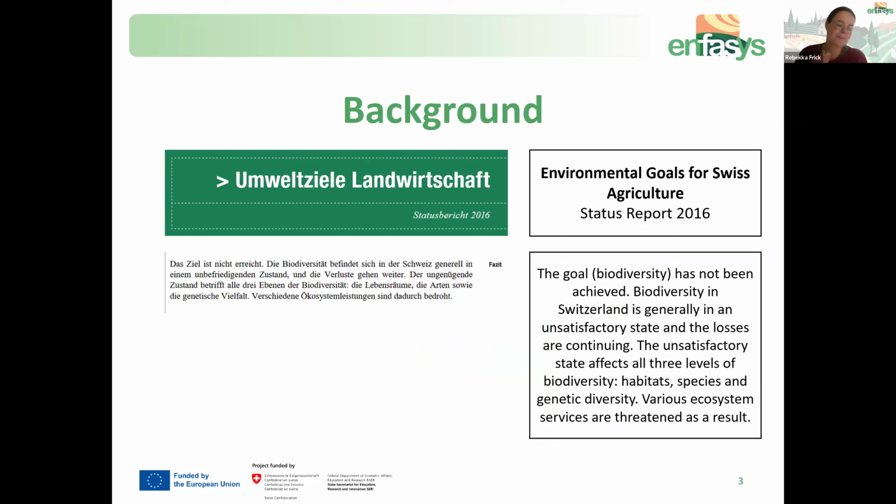Just to show that there's also a need for action in Switzerland, and maybe it's even bigger than in other countries in Europe. I'm citing here the status report on the achievement of environmental goals that have been decided for Swiss agriculture, and it's not that recent a publication. I know there have been other publications in the meantime confirming these results, and the message is basically that the biodiversity goal has not been achieved, and generally biodiversity in Switzerland is in an unsatisfactory state and the losses are continuing.